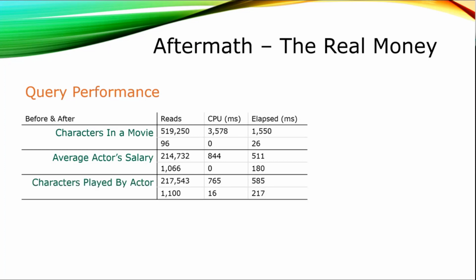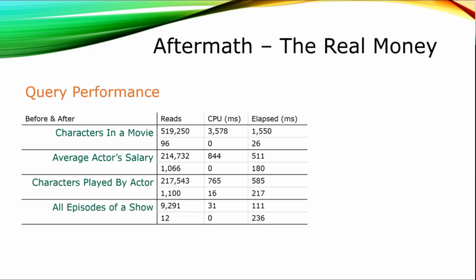Characters played by an actor. We see a similar improvement here. And then all episodes within a show. I want to know, season 2 had some miracle 52 episodes in it. It was a good season. That elapsed time did increase, but that read improvement, that compute time improvement is a big boom, because the less resources you're consuming, the better everything around it is going to be.